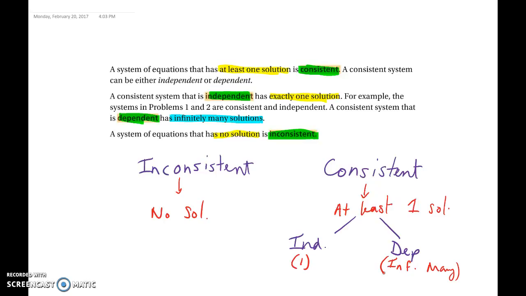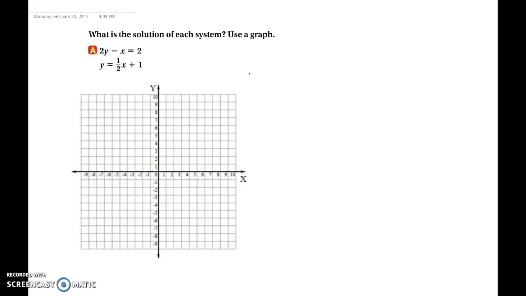So this is the possibility that we can have when we have a system of equations. Inconsistent means no solution. Consistent means at least one solution, but then once you have consistent, it can be independent or dependent, depending on if it's just one solution or infinitely many. Let's go ahead and solve a problem with this.